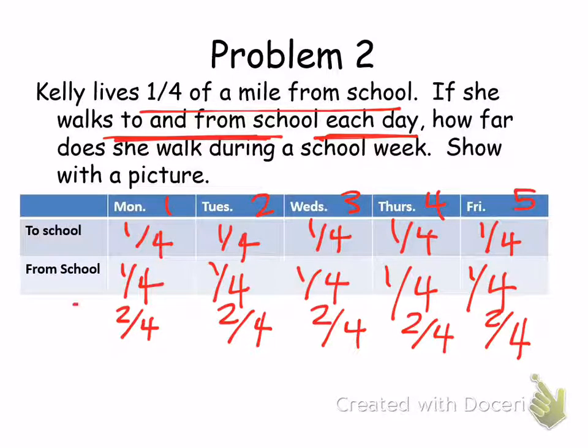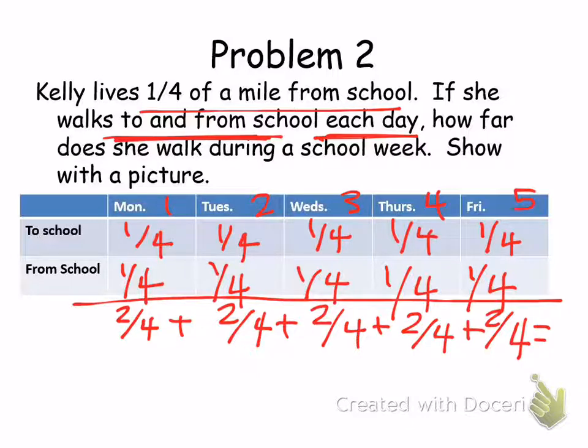You're probably wondering where I got 2/4 from if you didn't follow that. Every day she walks a fourth of a mile to school and a fourth of a mile home. So the total amount that she walks each day is 2/4 of a mile. One way of solving this problem would be to use repeated addition. I could do this, and my denominator is going to stay the same. 2, 4, 6, 8, 10 fourths. I would get a total of 10 fourths miles is what Kelly walks each school week to get to and from school.